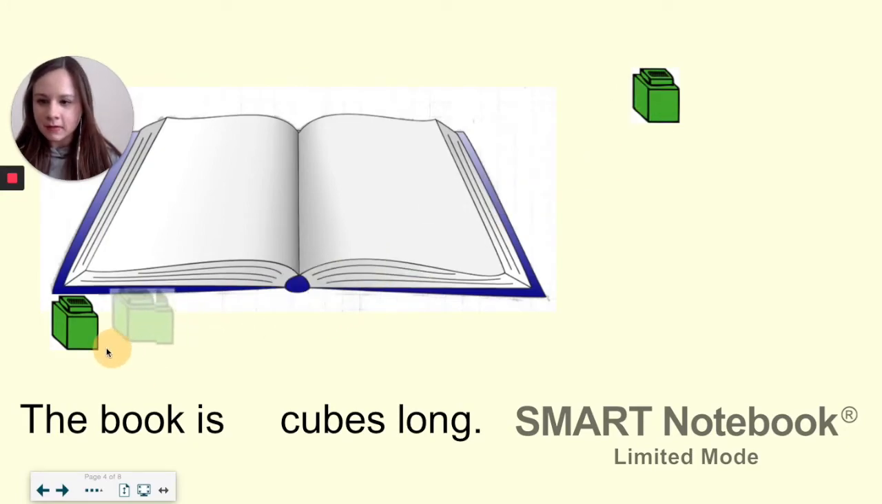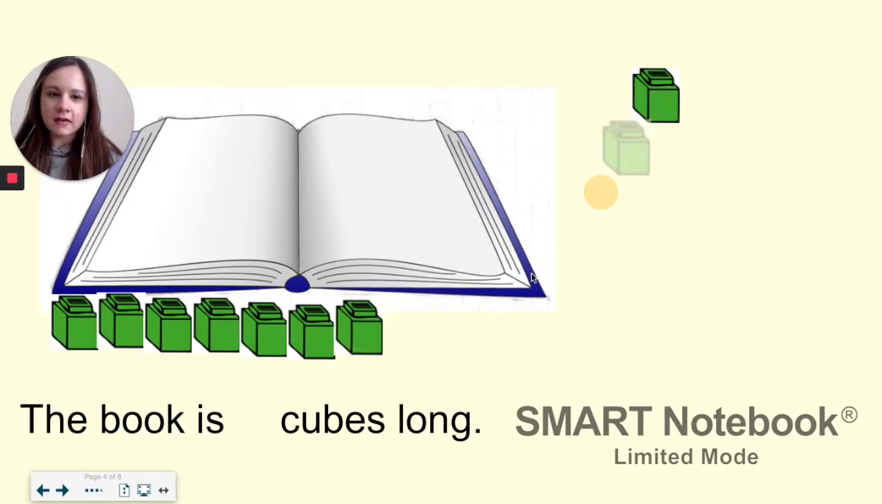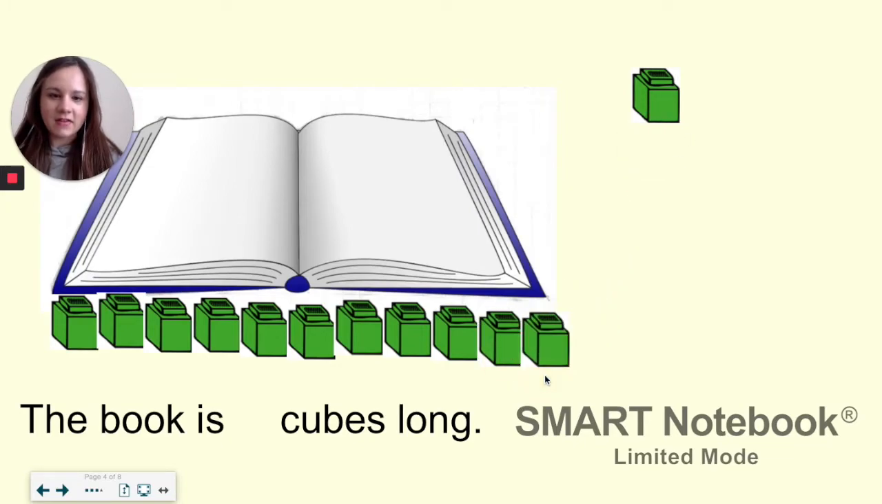1, 2, 3, 4, 5, 6, 7, 8, 9, 10, 11. So it's a little bit extra on the book. So but we have, the book is 11 cubes long.